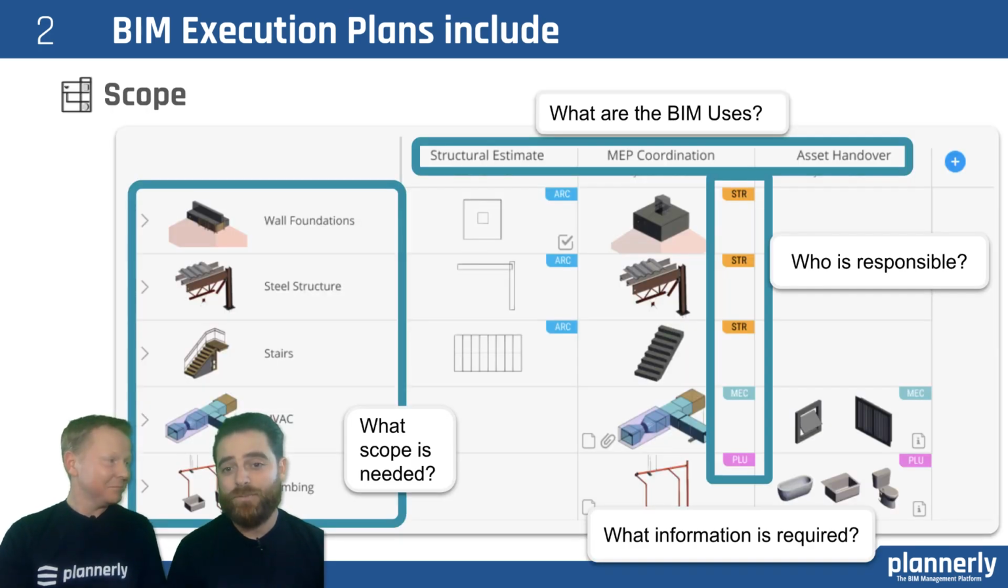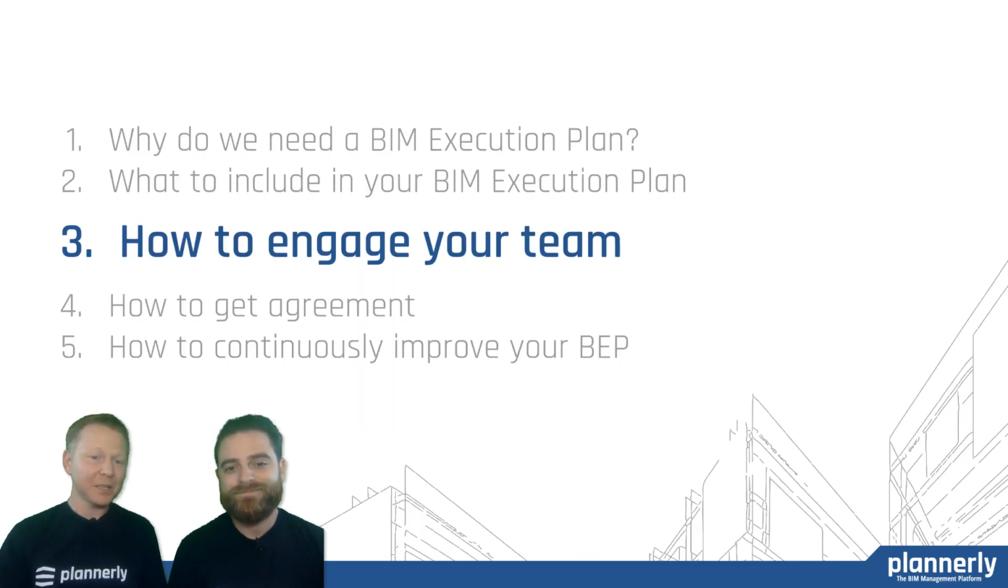And then scope. Yeah, definitely. Probably the most important part of a BIM execution plan is the scope. You want to align what scope is required, who's responsible, how much information, and again, why are we doing BIM? What are those BIM uses? So aligning a really clear scope plan can help everyone. So that's talking about why we need an execution plan and what is included. But how do you get your team engaged?